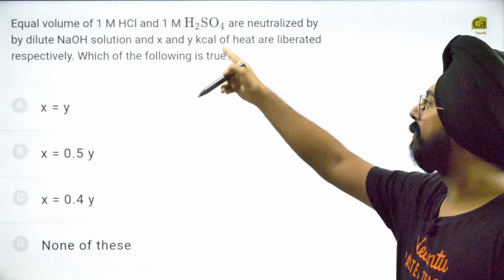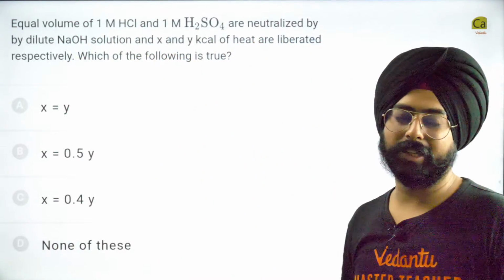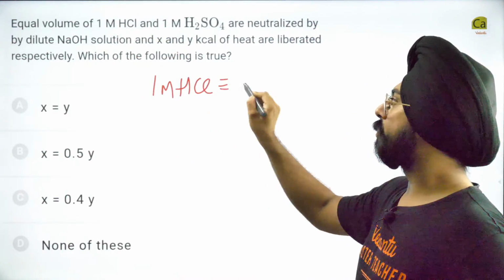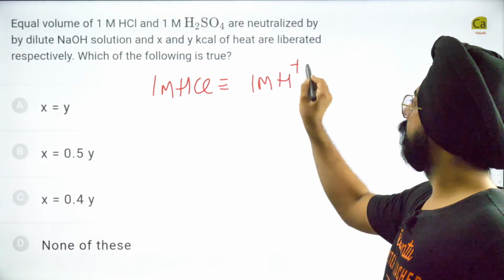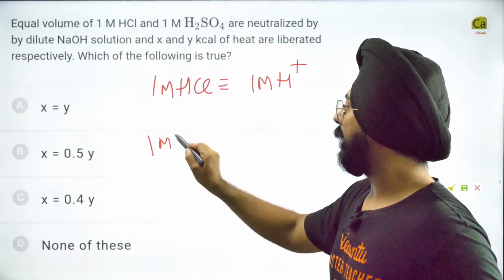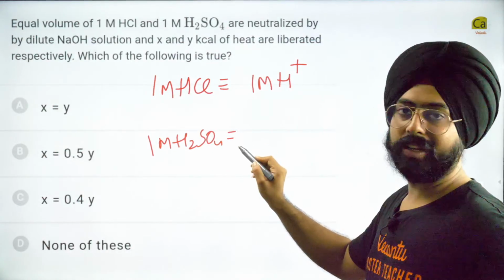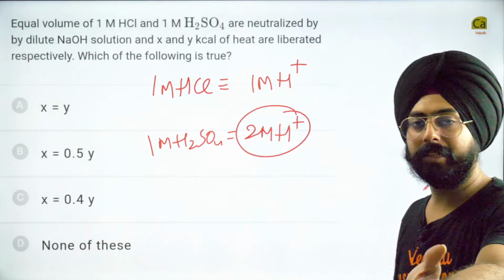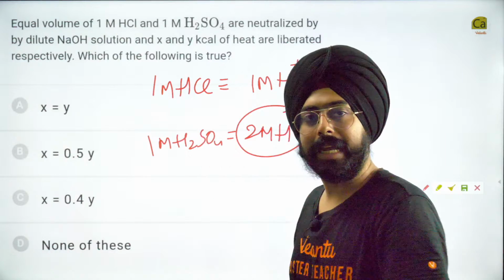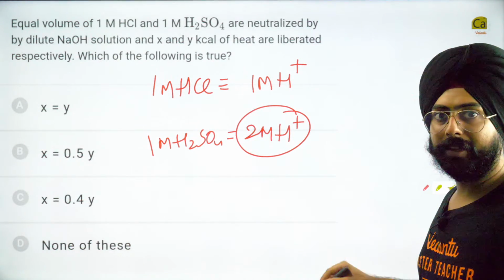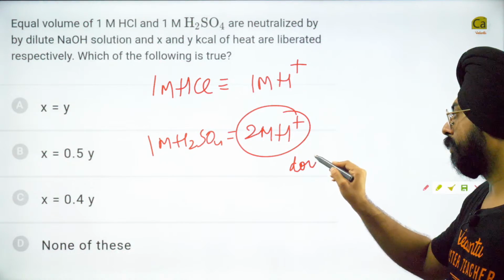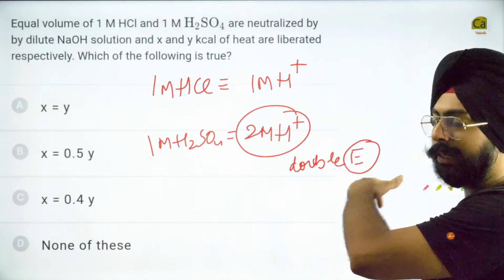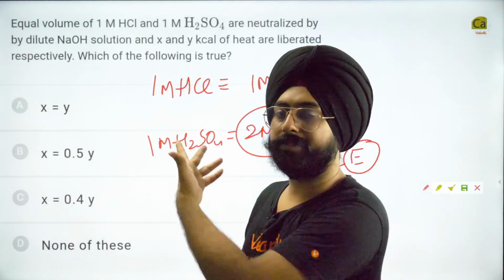Anyway, equal volumes of 1 molar HCl and 1 molar H2SO4 are neutralized by dilute NaOH solution. X and Y kilocalories of heat are liberated. Which of these are true? Look, 1 mole HCl is as good as 1 mole H positive. 1 mole H2SO4 is as good as 2 moles H positive. So this, when titrated with NaOH, will need more OH negative. This will release more energy, I will say double the amount of energy. This will release X amount of energy. This will release 2X amount of energy. So X is half of Y.